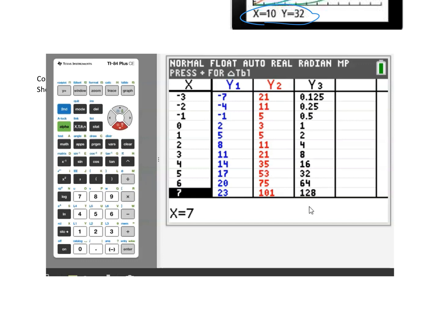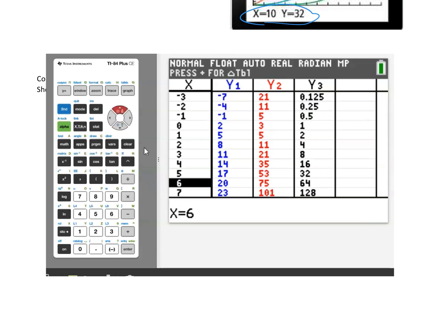So our exponential function, the h of x equals 2 to the x power, is 128. That is now bigger than the 101 and the 23. So that happened sometime between 6 and 7. So when our x value was greater than 6, at some point that's when the h of x exceeded the other two. So you can see in a table of values how to look for that.